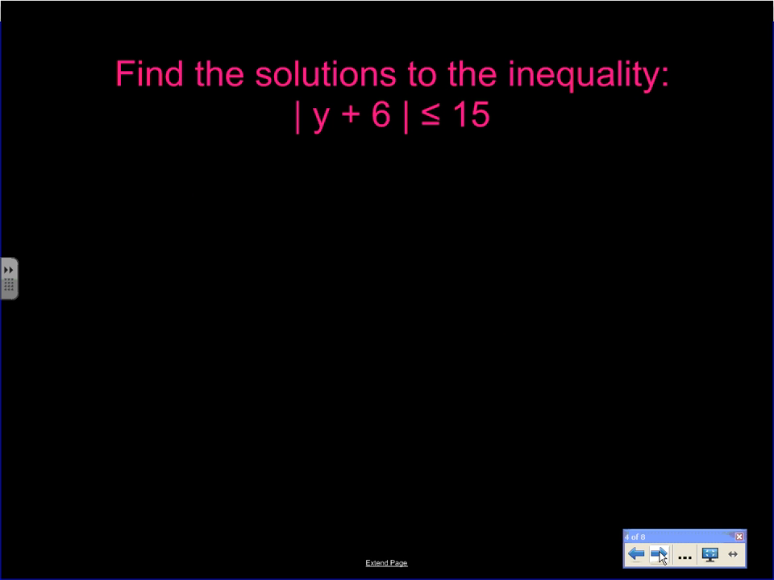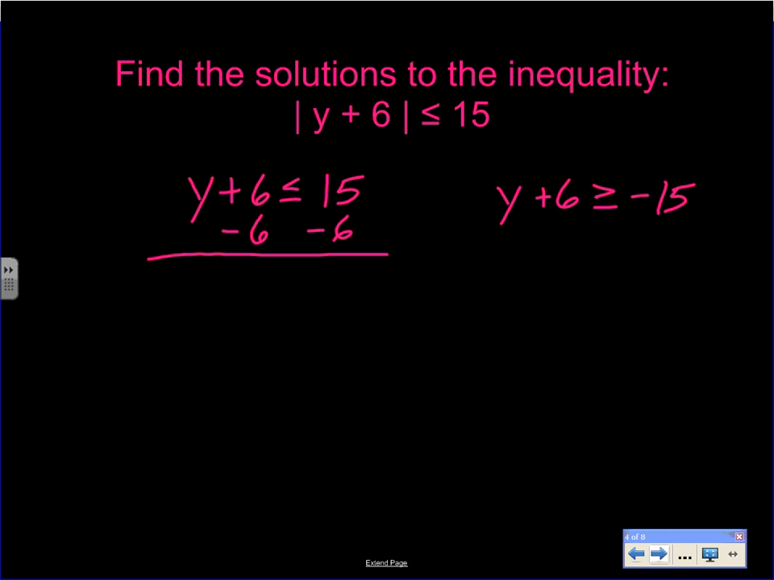Let's look at this problem here. First, rewrite it without the absolute value in the problem. Second, write it where you flip the inequality and you change the number afterwards to a negative. And once we're at this step, we just have two inequalities we can solve. Y is less than or equal to 9. Y is greater than or equal to negative 21.